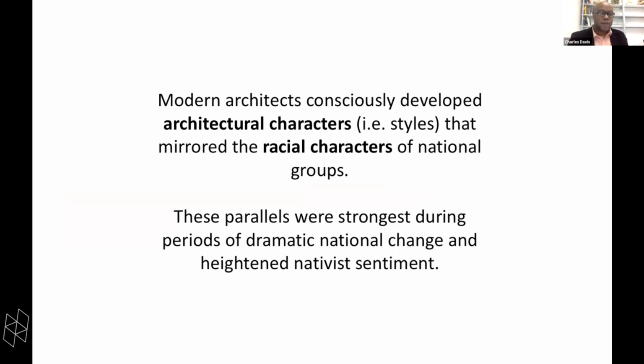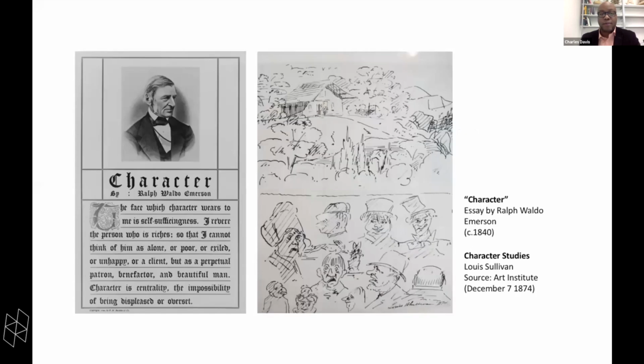So in this book, I'm really focusing on the paradigm of architectural organicism, or this philosophy of design that looks to nature to present the principles of making in architecture that emulate the ways that nature stylizes forms. In this discourse, where both the building and nature itself seem to be regulated by the universal principles of nature, architectural characters were consciously designed to mirror the racial and ethnic characters that were perceived to belong to certain national groups. And I'm really interested in the ways that these parallels ramp up during periods of dramatic national change and heightened national or nativist sentiment.